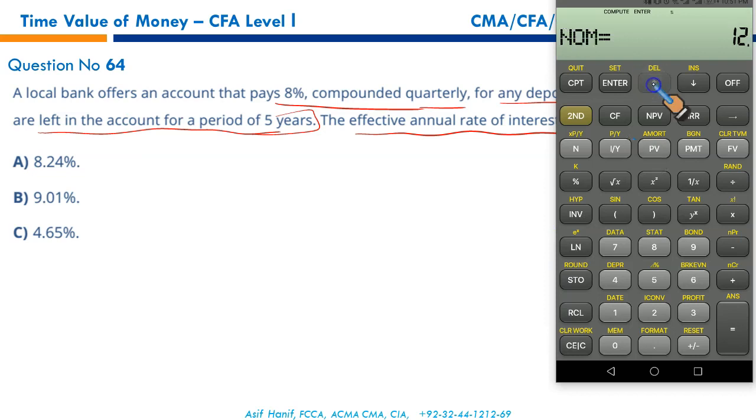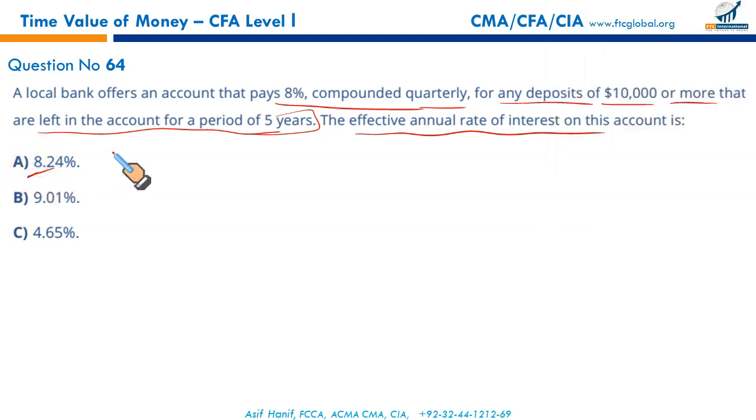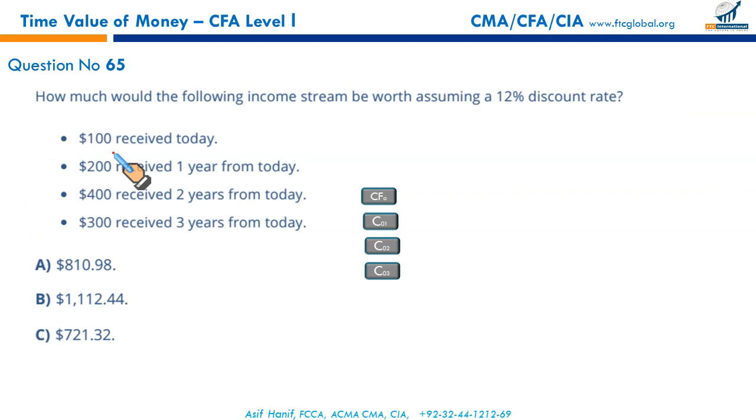8% compounded quarterly. 8 is the nominal rate. Compounded quarterly, we already have 4. Press CPT. It's 8.24. That makes A the correct option. Straightforward, to the next part.